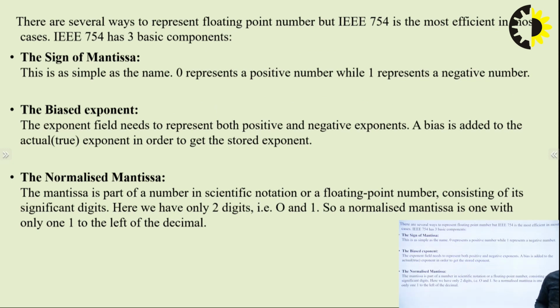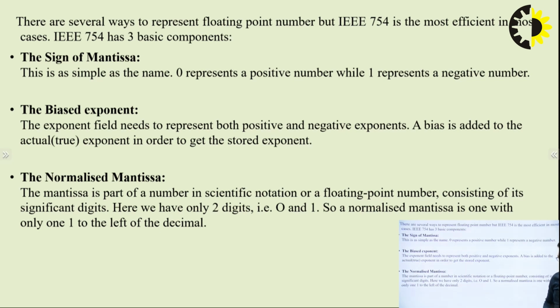There are three basic components while storing any floating point number inside a computer system. One is called sign, second is called biased component, and third is called normalized mantissa. So these three things are there. Sign is represented with the help of 0 or 1. If the number is positive, we'll use 0, and if the number is negative, we'll use 1.